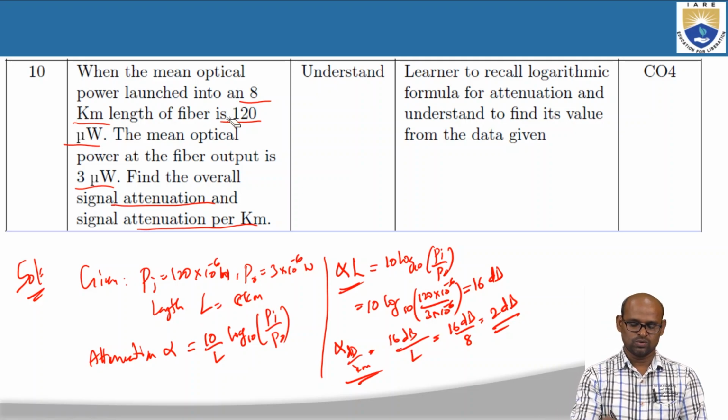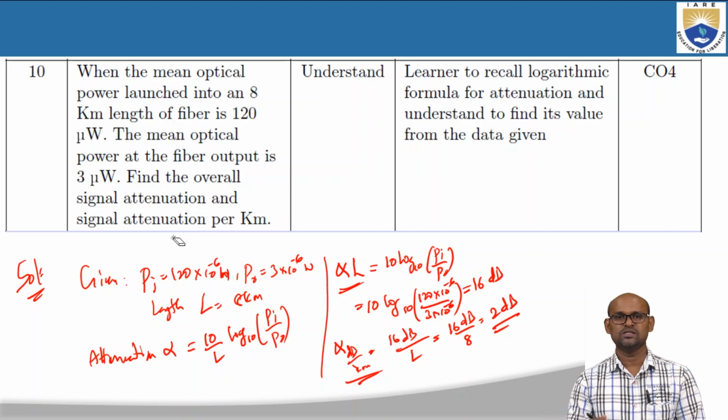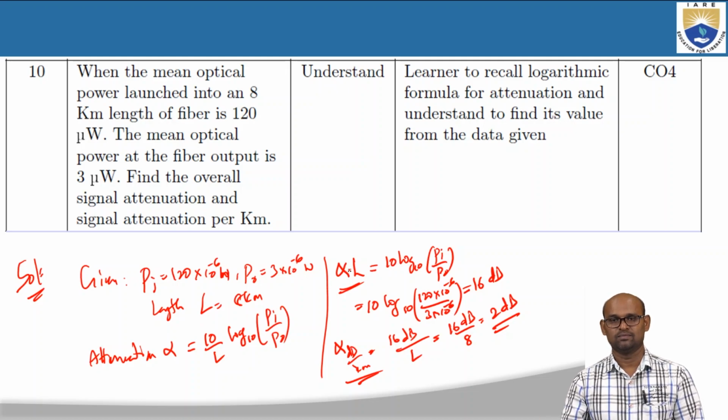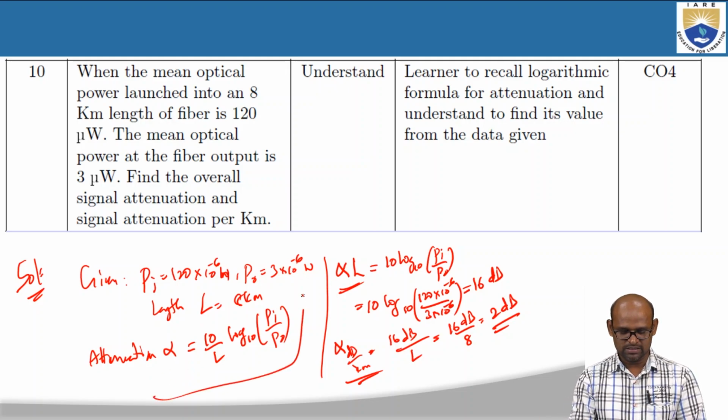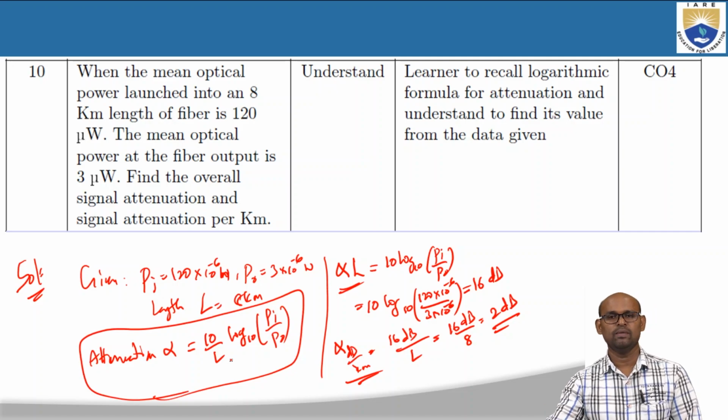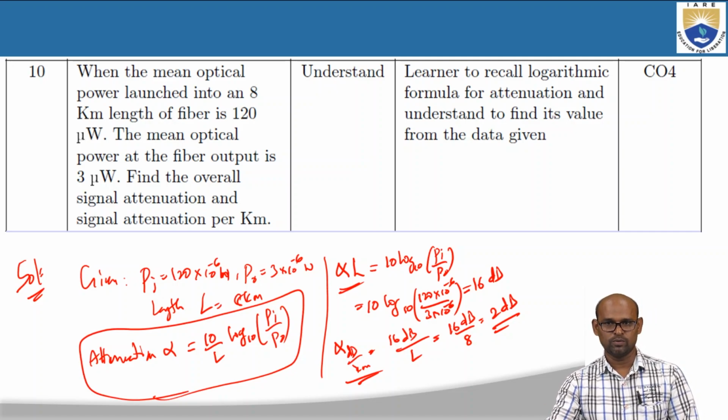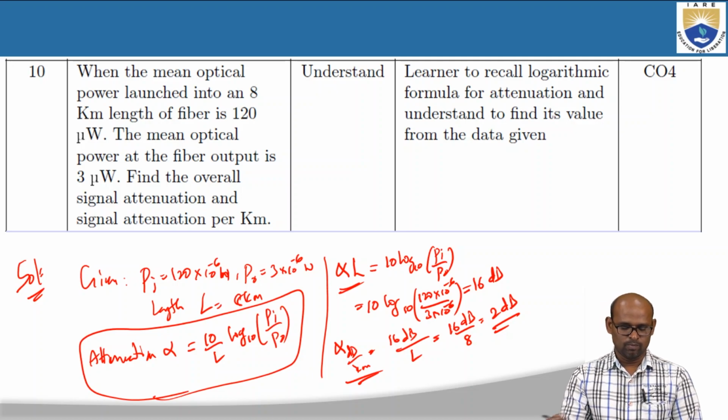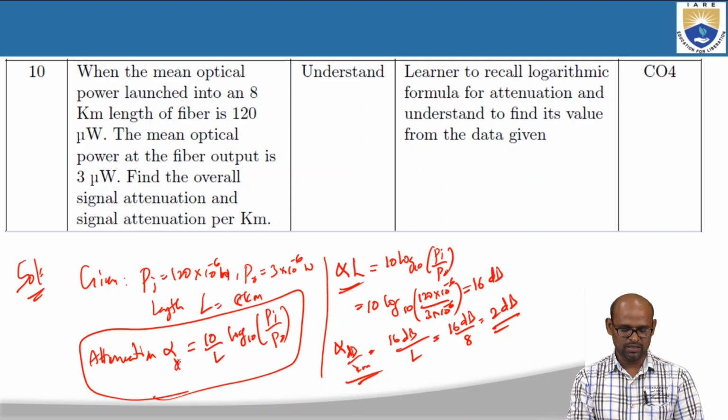Okay. So in this problem we have calculated the overall attenuation, that means the attenuation over the full length of the fiber. That is why we have multiplied alpha with L. So the actual formula is 10 by L into log 10 of Pi by Po, input power divided by output power. But this is in decibels per kilometer, so per kilometer this is the attenuation.